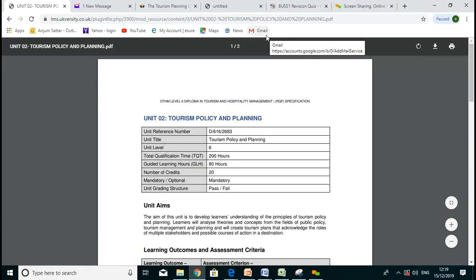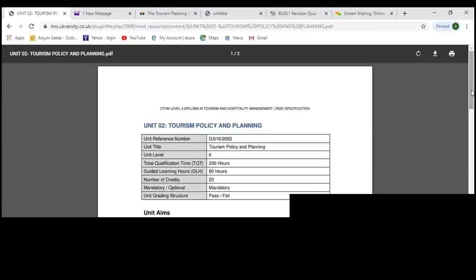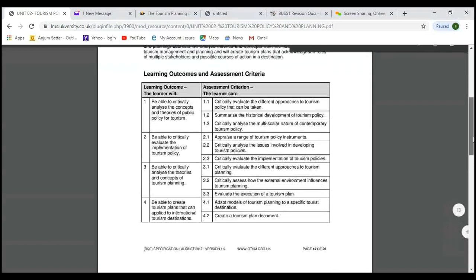Today we are focusing on LO3. What is planning? Why do we plan? We plan to achieve a certain goal or objective we want to do in the future. In the first lesson we discussed critically analyzing the concept and theory of public policy for tourism. Second, we discussed critically evaluating the implementation. Third, we are analyzing the theories and concepts of tourism planning. We have three assessment criteria: critically evaluate the different approaches to tourism planning, critically assess how the external, internal, micro and macro environment, which we'll go through, and evaluate the execution of a tourism plan.